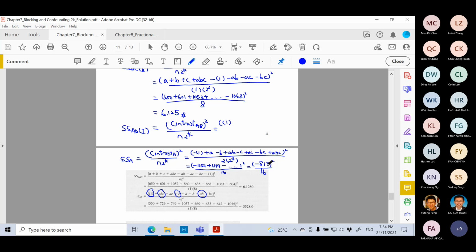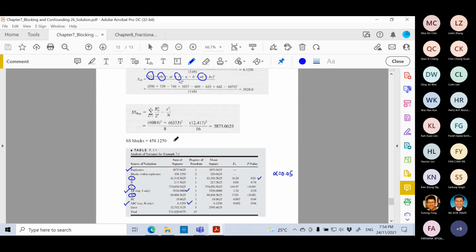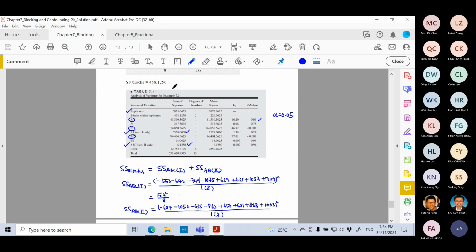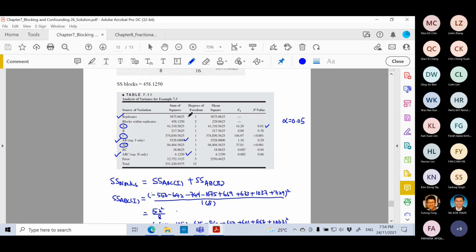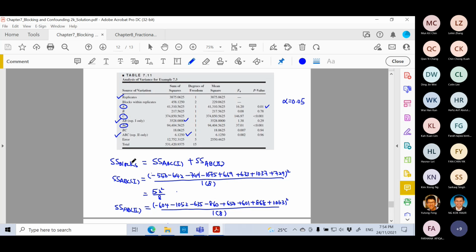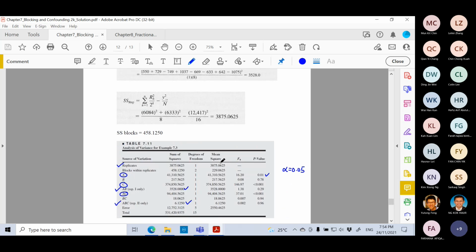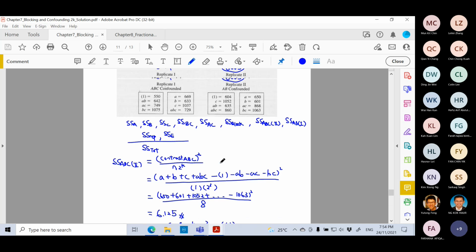The value is negative 817 squared divided, then you can get your sum of squares for A. So this one I have shown you. Just now I mentioned the blocks. To get the sum of squares for block, because we have two confounding factors here, the factor ABC you confound in block 1, and the AB you confound in block 2. So you do the confounding of these two.